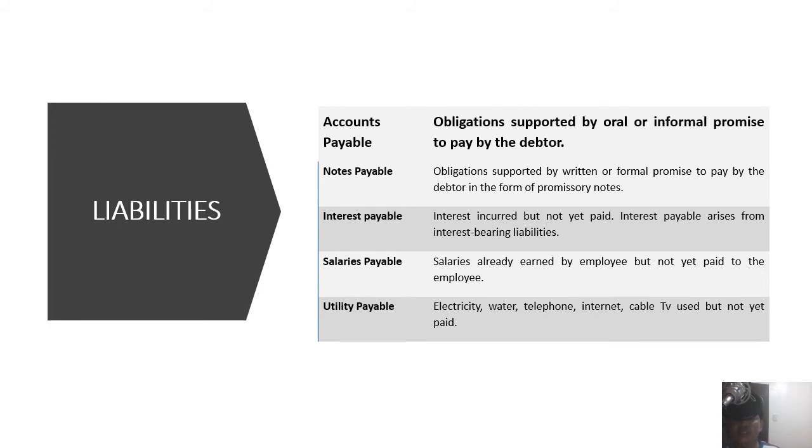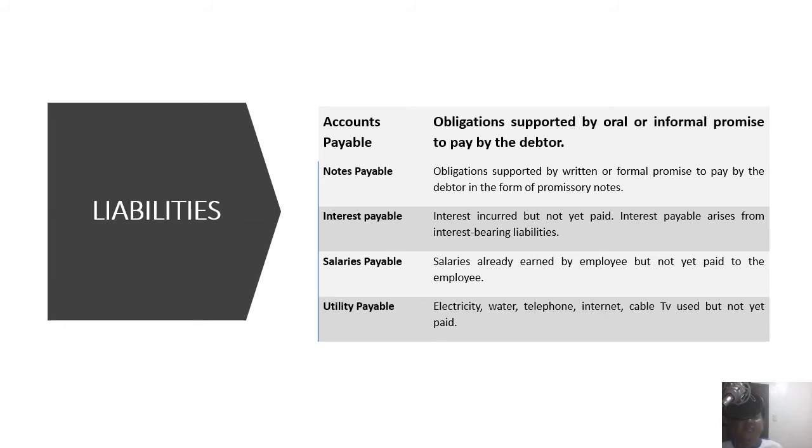Interest payable, interest incurred but not yet paid. Interest payable arises from interest-bearing liabilities. For example, umutang ka ng pera, umutang ka ng merchandise, pero ang agreement nyo is yung utang mo mag-earn ng interest. So, ibig sabihin, magkakaroon ka ng interest payable. So, payable, ibig sabihin, hindi mo siya nabayaran. Hindi mo pa siya nabayaran kasi nga, kaya nga payable.